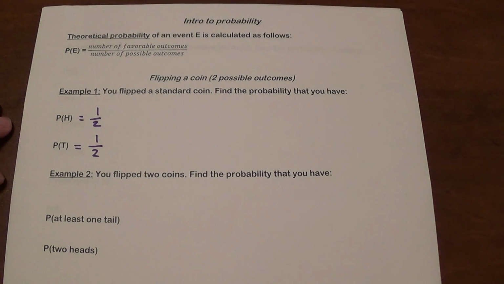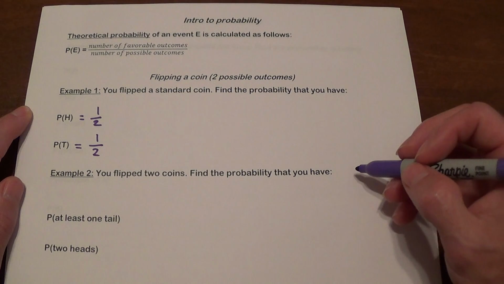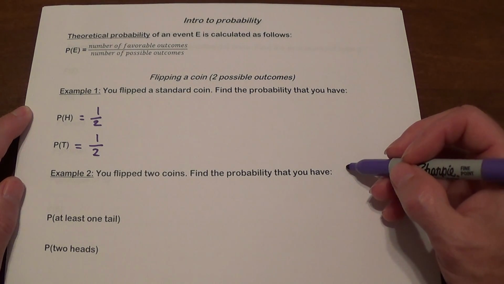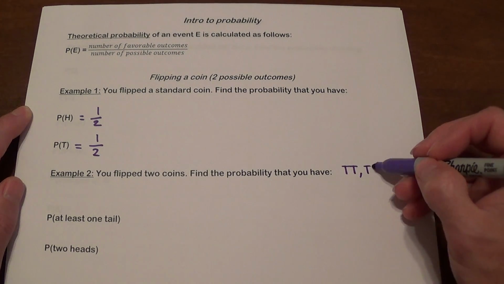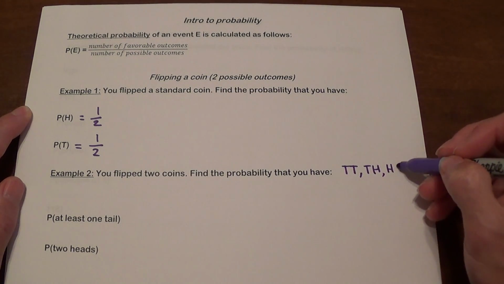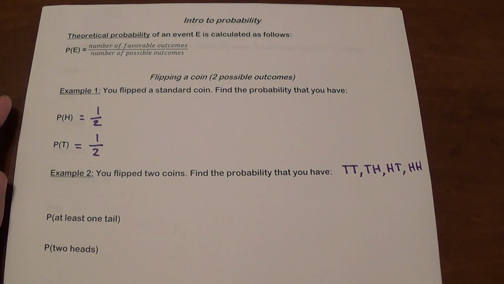To make it a little more interesting, you can consider a situation when you flip two coins. What can we have then if we have two coins? So with two coins it gets a little bit more interesting because you can have tails and tails, you can have tails heads, you can get heads tails, or you could get heads heads. So that's 4 different possibilities.